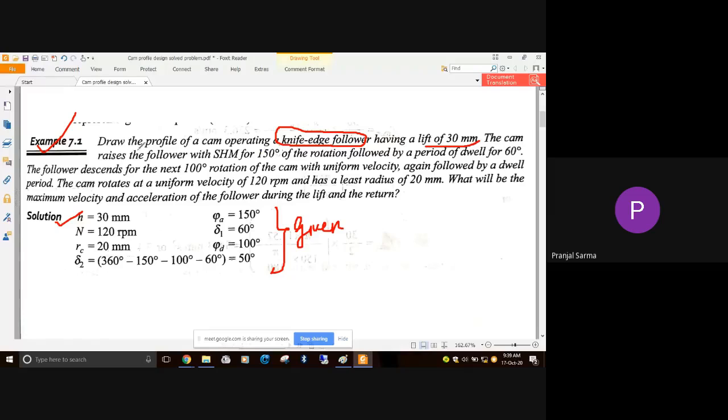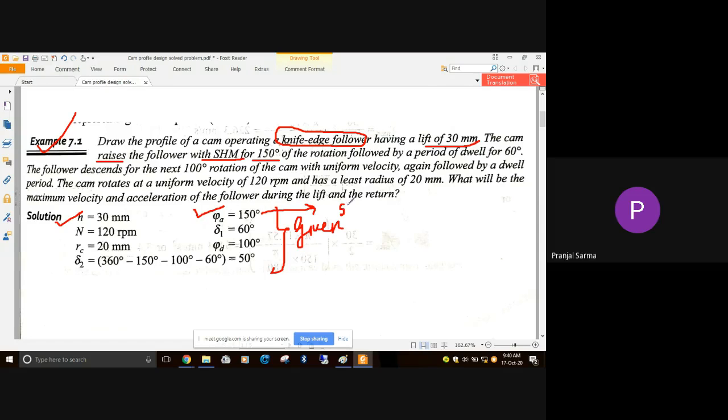Next: draw the profile of a cam operating a knife edge follower having a lift of 30 mm. The cam raises the follower with SHM. That means the rise stroke is with SHM, raising the follower with SHM for 150 degree of rotation. That 150 degree of rotation is the rise stroke angle, theta or phi a, whatever you denote. That is the ascent stroke or rise stroke, those are the same. So for 150 degree of rotation, this is with SHM.